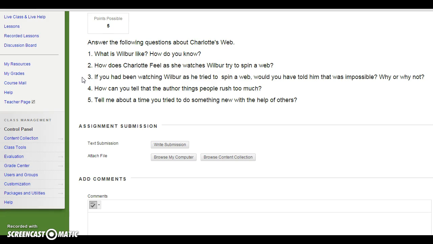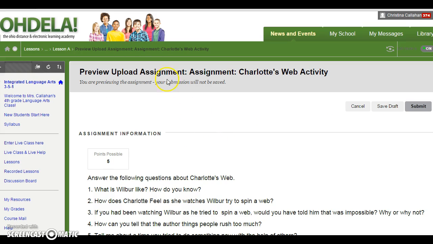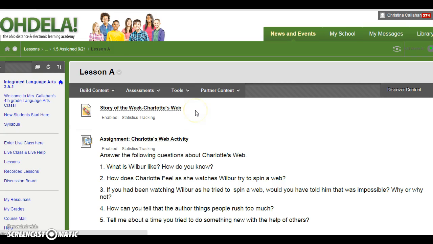Number 4, how can you tell that the author thinks people rush too much? I'll have to fix that, sorry, it says things, but it's supposed to be thinks people rush too much. So what does the author say in there that infers that people rush around too much and they need to take it a little slower? And number 5, you're going to tell me about a time you tried to do something new with the help of others. Again, it doesn't have to be something you did successfully, just something that you tried to do with the help of others. So that's going to be Lesson A.